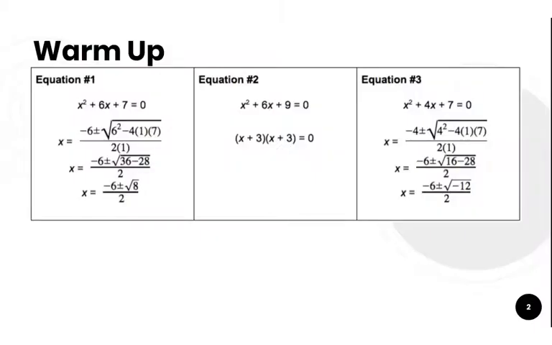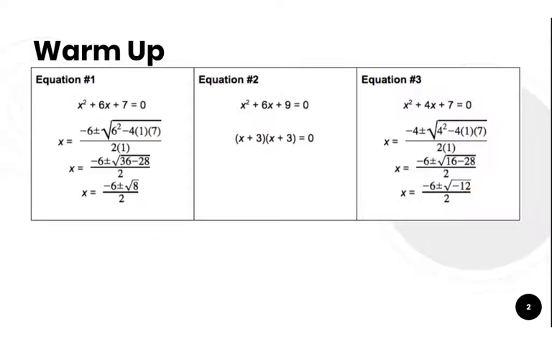Okay, so here they gave you three quadratic functions, and they wanted you to match it with the graphs on your worksheet. So make sure that you have your worksheet because I don't have the graphs on here, but I am going to refer to them.